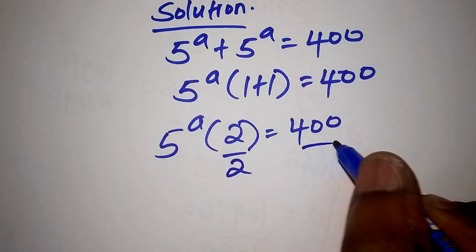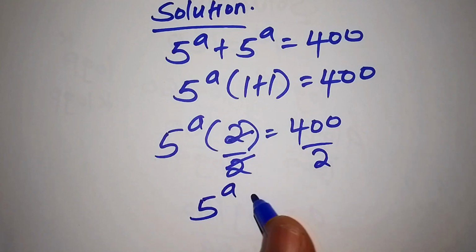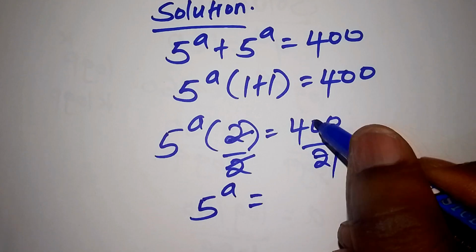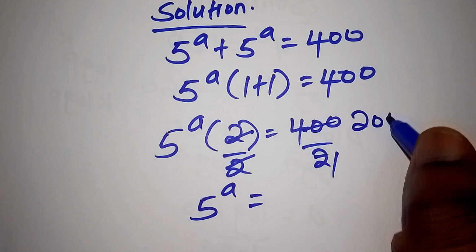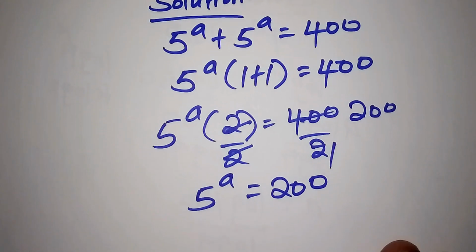Divide both sides by 2. So 2 by 2 shall cancel. So now 5 to the power of a is equals to 400 divided by 2, and 2 into 400 is 200. So 5 to the power of a is equals to 200.